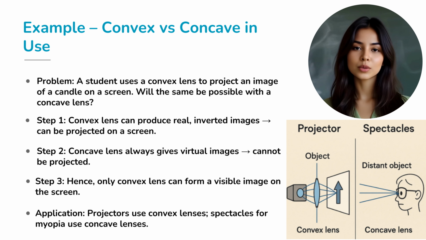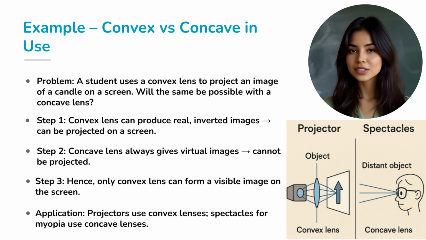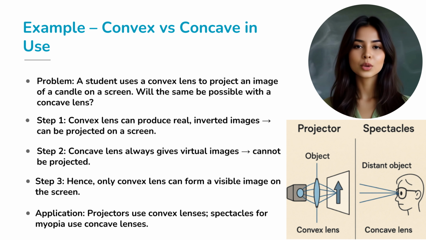Step 3. So, the conclusion is clear. Only convex lenses can form visible images on a screen. Concave lenses simply can't do it. And here's the application: projectors in classrooms and cinemas use convex lenses, while spectacles for myopia, that is, for people who can't see distant objects clearly, use concave lenses. So next time you're watching a movie on a big screen, you'll know that a convex lens is secretly doing the hard work behind the scenes.